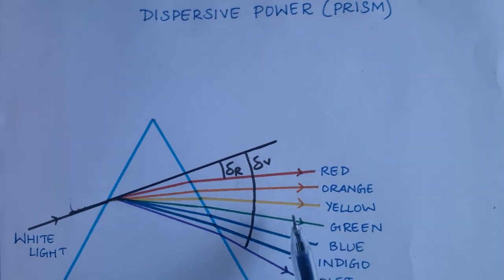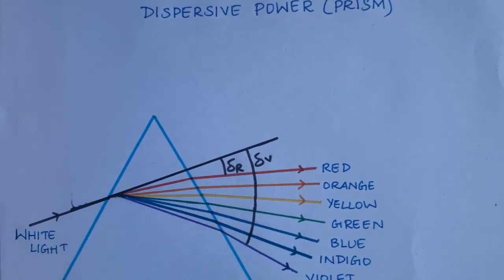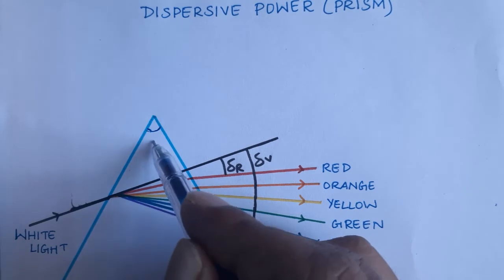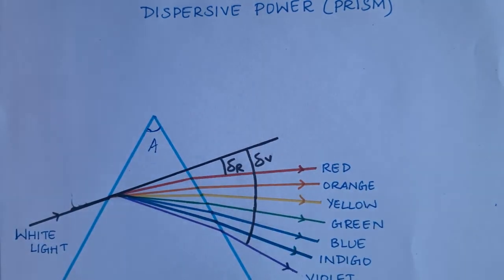Here a white light is incident on the prism. The prisms are chosen such that the angle of the prism is small, roughly about 10 degrees. So the value of A is nearly 10 degrees only. This type of prism we call a small angle prism. There you can get a high degree of deviation of these colors, which are split into their constituents when white light is incident on it.